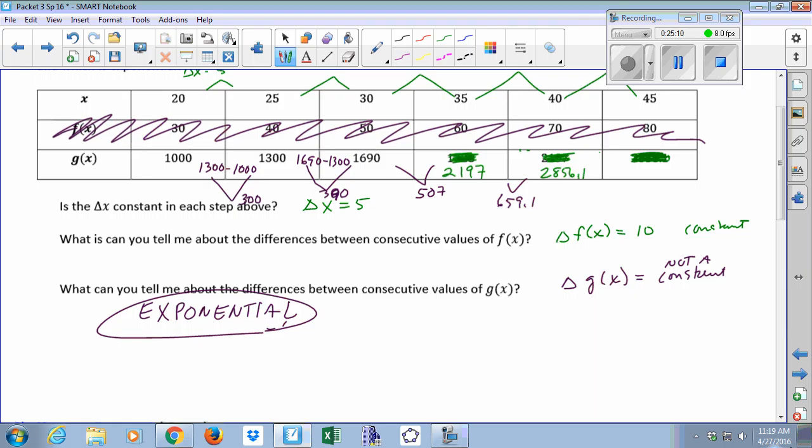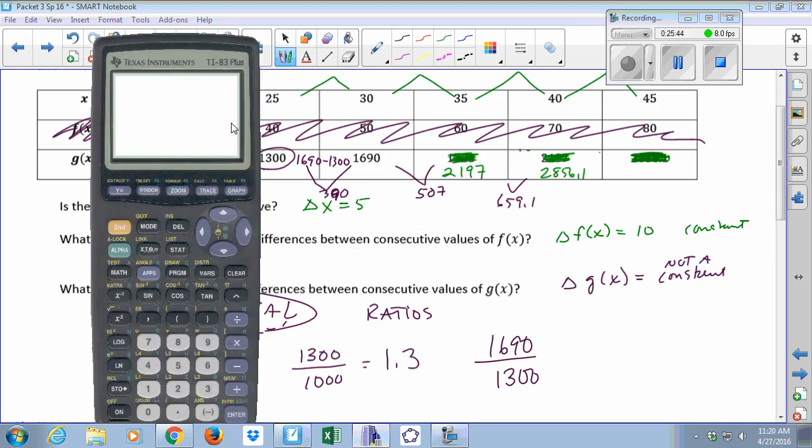So let's see, we've got 1300 to 1000. That's my consecutive values of g of x. So now I'm looking at ratios. Are the ratios the same between consecutive values? So let's see, 1300 divided by 1000 is what? 1.3. Okay. What's the next two? 1690 divided by 1300. Let's see what that is. Is that 1.3 as well? Oh, that's nice.